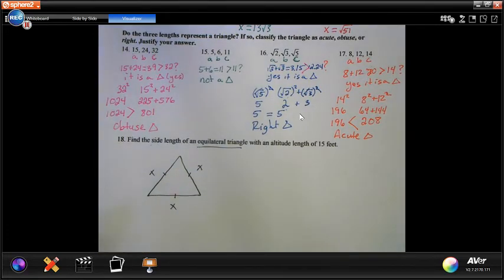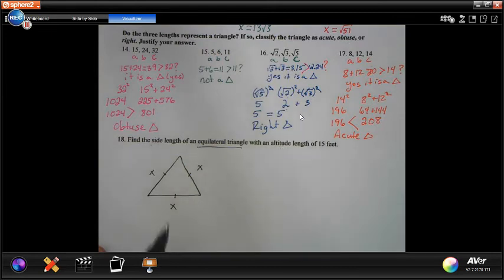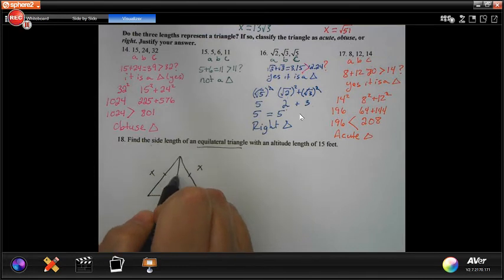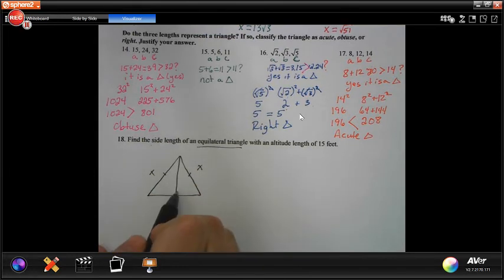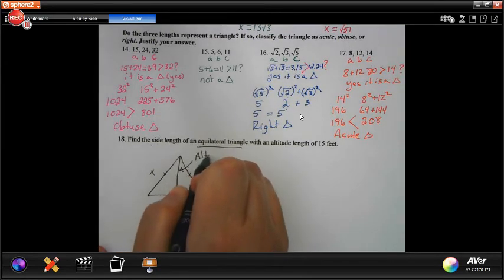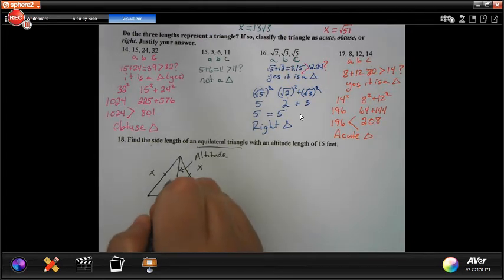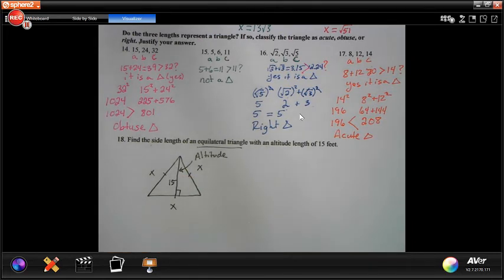Okay. It says an altitude. An altitude goes from the point perpendicular to the side. So we should have a right angle right there. That's called an altitude. Okay. It says the altitude has a length of 15 feet. So I'll just put 15 for right now. Okay, we'll deal with feet later.